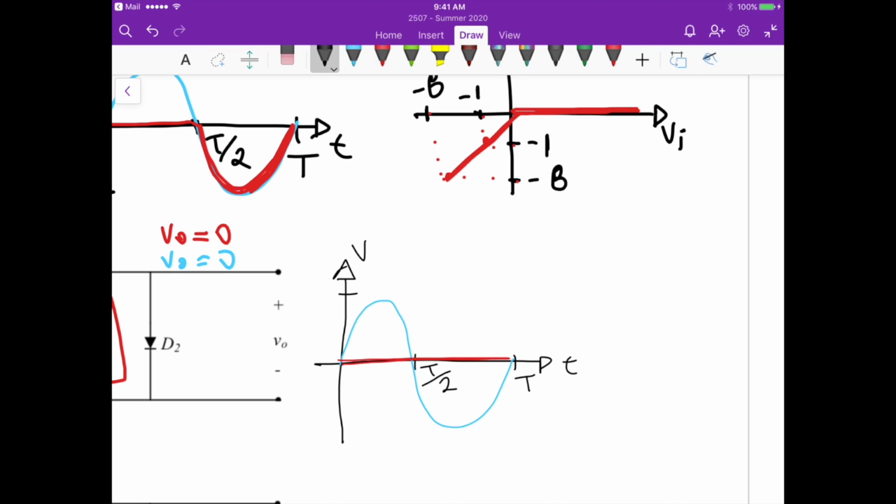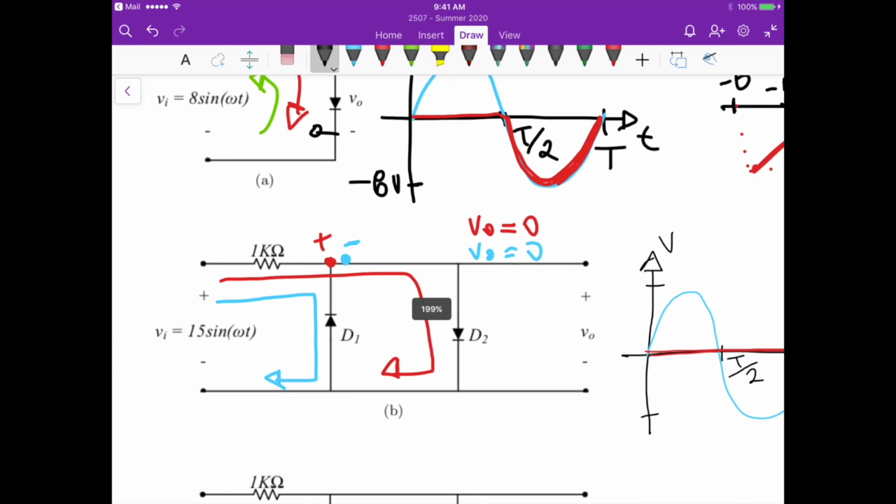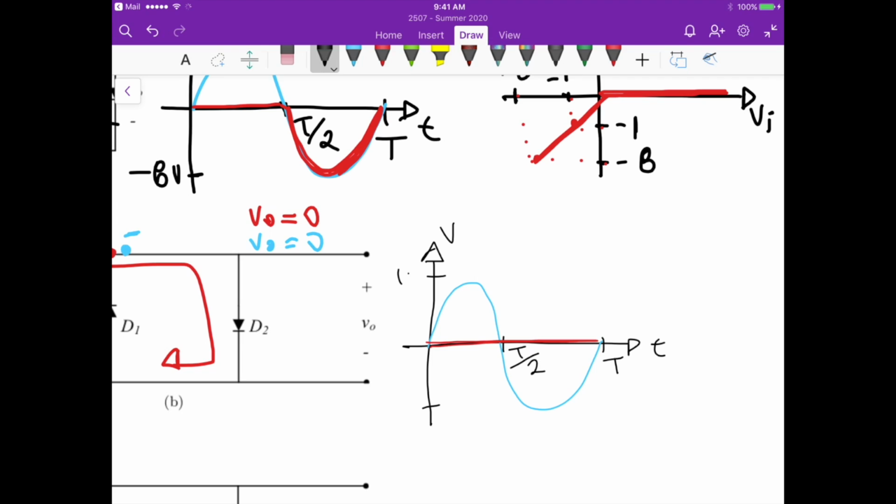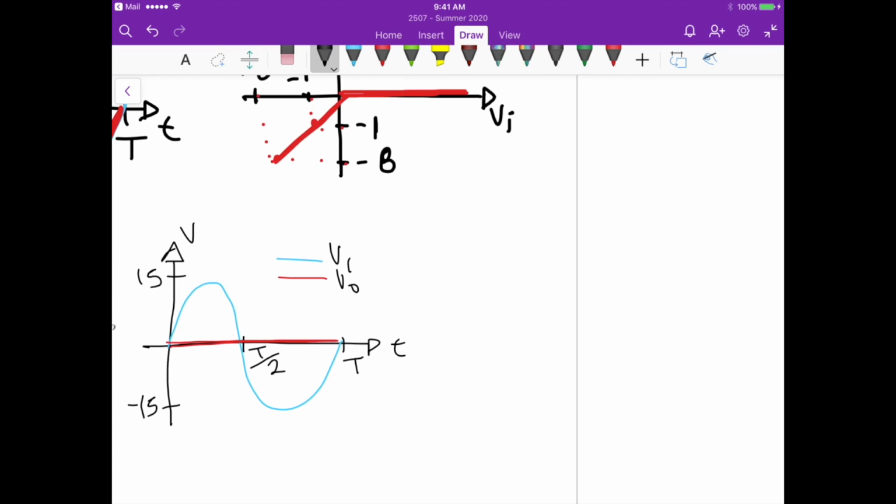So the input and the output, this is Vi, this is V out, and the input-output plot would be just something where for any value of input, V out is always 0. So it would be something like this.